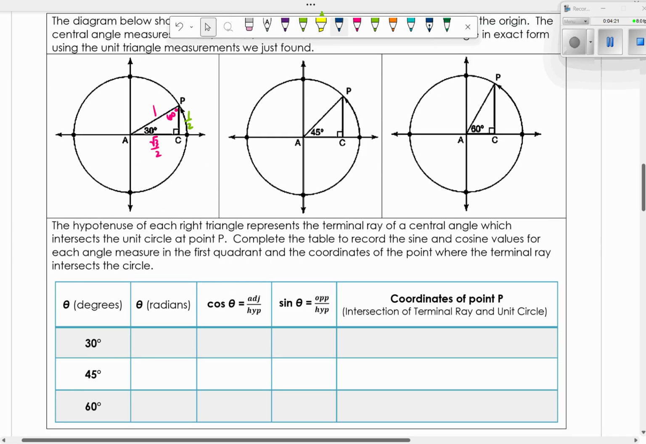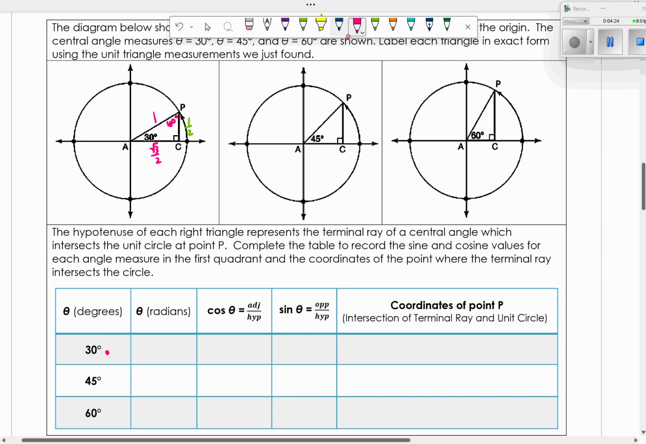So then for 30 degrees, if we want to put this in radians, we can multiply it by pi over 180, and then simplify to get pi over 6. So then we want to find what the cosine of pi over 6 is, or the cosine of 30 degrees. The cosine of this angle is the adjacent over hypotenuse. Root 3 over 2 divided by 1 is just root 3 over 2. Then the sine is the opposite over the hypotenuse, so the opposite, 1/2, divided by 1 is just 1/2.